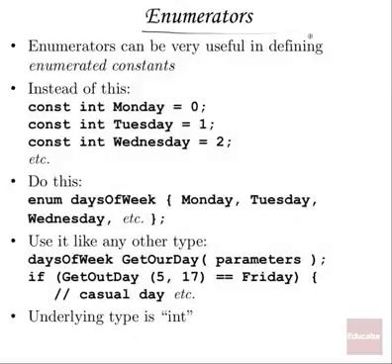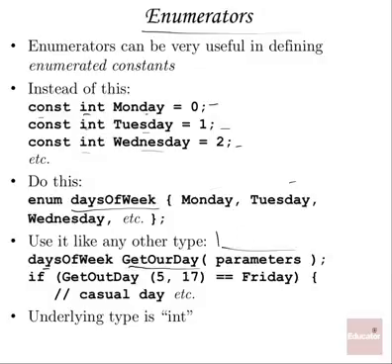Now, another type that we have is enumerators. It's useful for defining an enumerated constant. Like you can have constant integer Monday equals 0, Tuesday is 1, Wednesday is 2. Well, instead of doing all that, you just have days of week. It's Monday, Tuesday, Wednesday, Thursday, Friday, etc. And then use it like any other type.